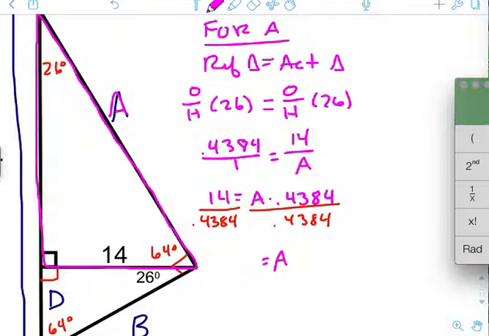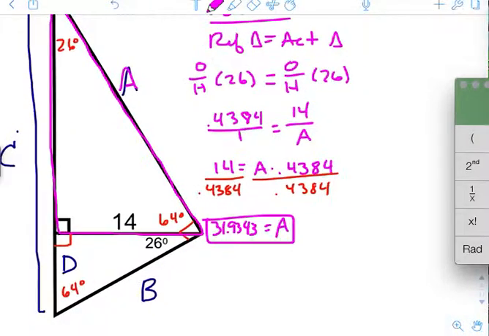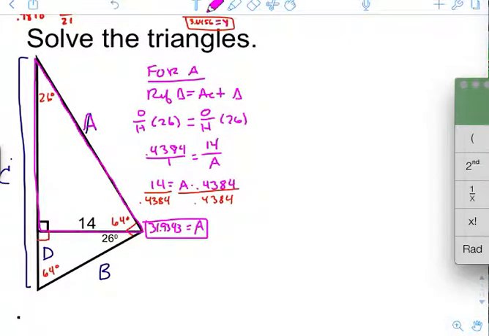So A I have as 31.9343. Okay, so one piece down. Let's keep on moving. Let's solve for B.